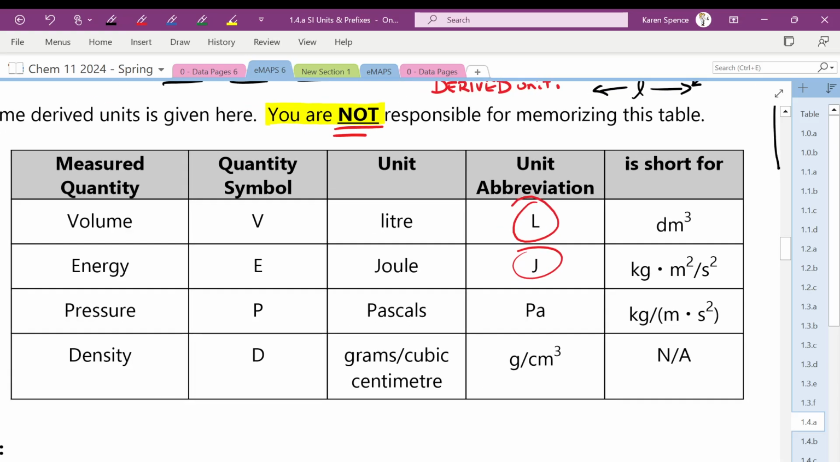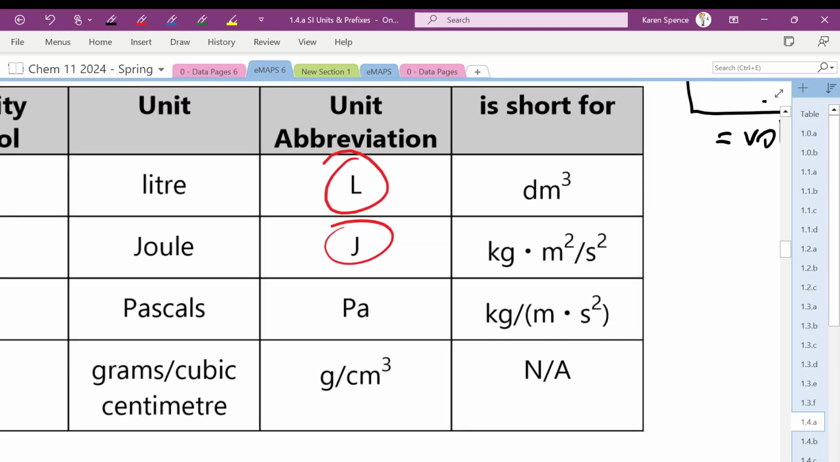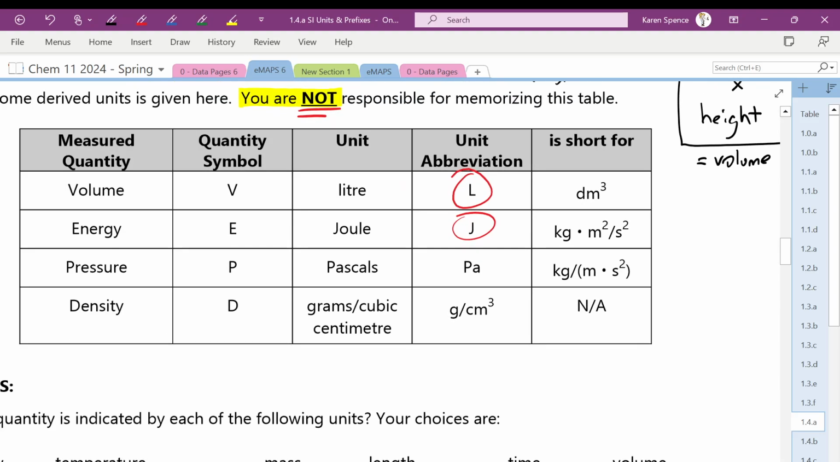Pascals is a unit of pressure. That is a kilogram over meters times seconds squared. Oh my gosh. So that's a lot of things. All right.